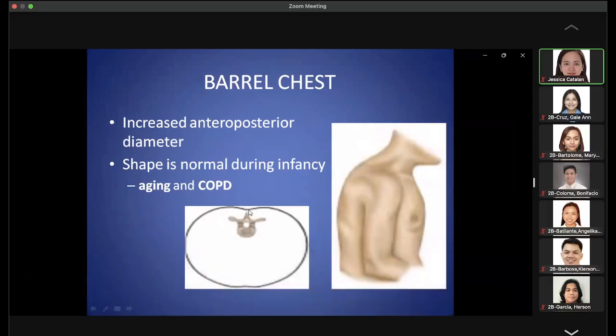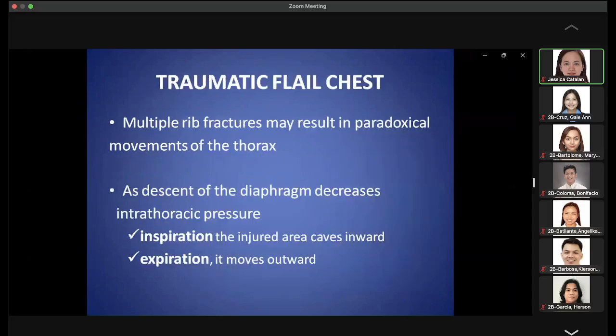The shape is normal during infancy, okay? Aging, and pathologic in COPD patients. So chronic obstructive pulmonary disease patient demonstrate a barrel chest. Okay. In traumatic flail chest, okay, multiple rib fractures may result in a paradoxical movements of the thorax. So as there is descent of the diaphragm, so it decreases intrathoracic pressure. So inspiration, okay, the injured area caves inward, okay, so which is the opposite during inspiration. And on expiration, the injured area moves outward.